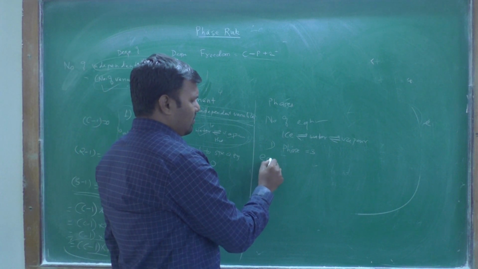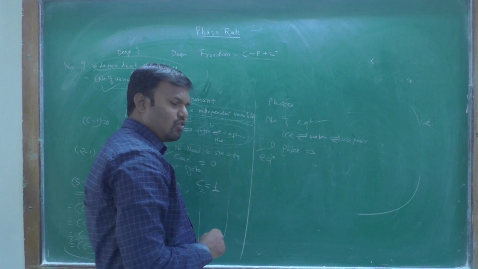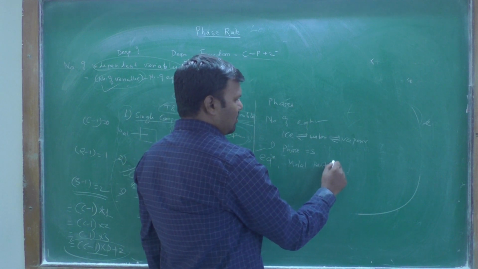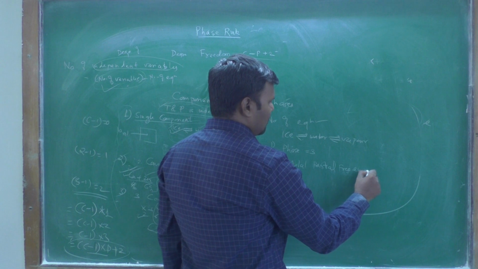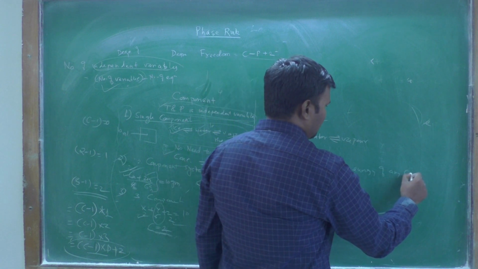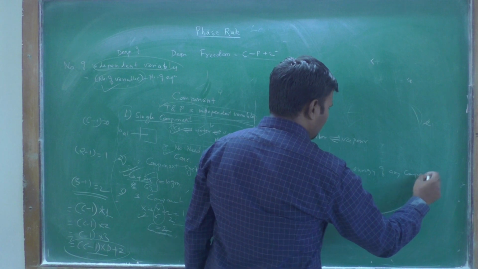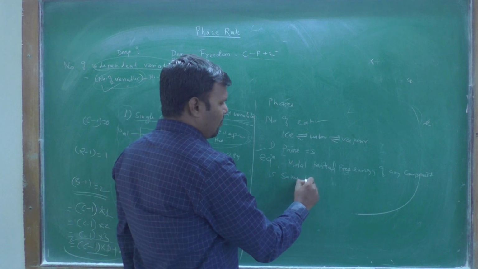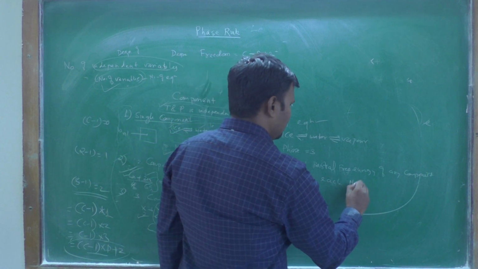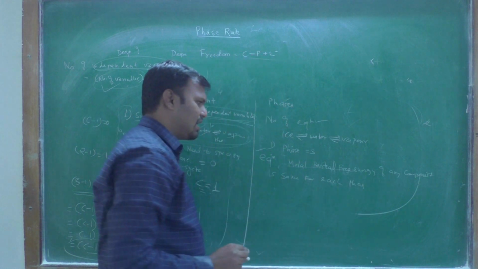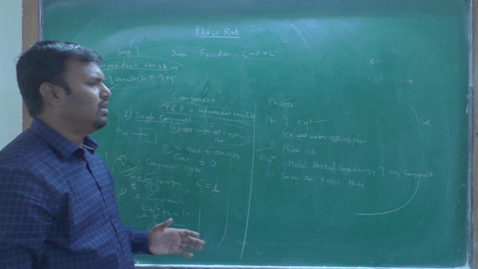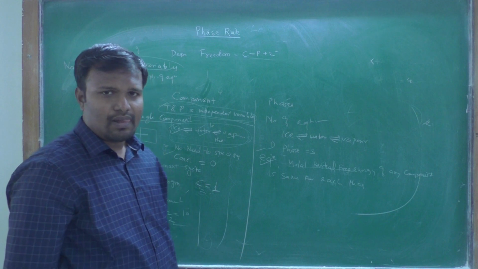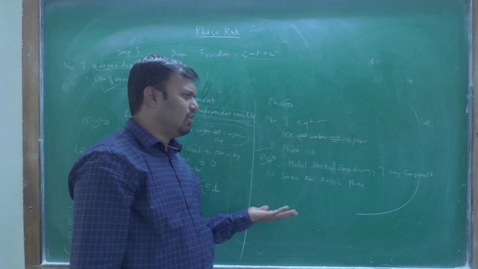Now, in the previous lecture we said that for the condition of equilibrium, the partial molar free energy of any component, or any constituent, is the same for each phase. If the partial molar free energy is the same for each phase, then equilibrium is maintained. This is the condition for equilibrium.